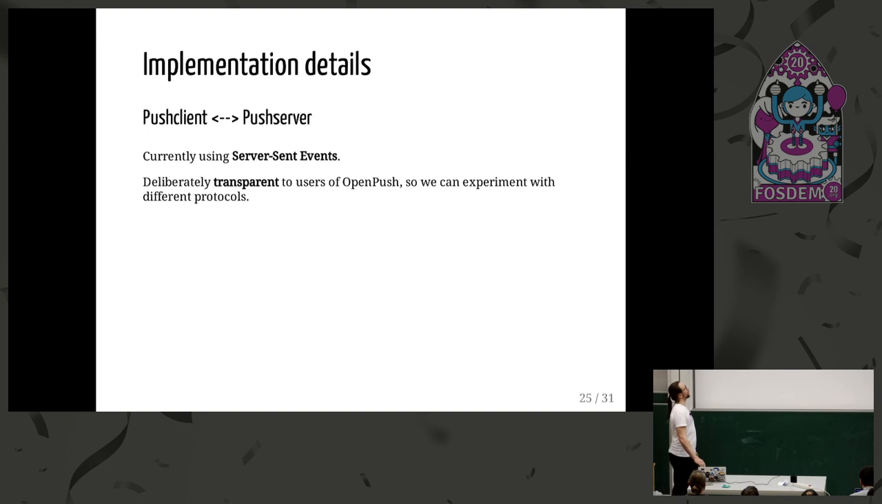So how does it work in more detail? The connection between the push client and the push server is currently using server-sent events, which has been tried out for custom-built push notifications on Android. Server-sent events are part of HTTP, following a very simple text-based protocol, which you can then send JSON blobs over. It's really simple.